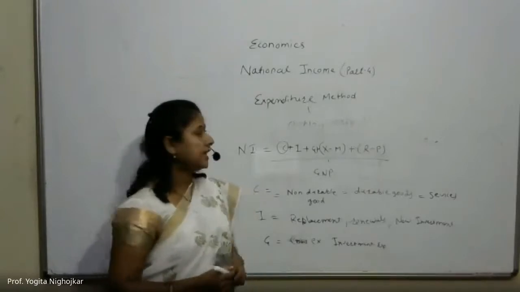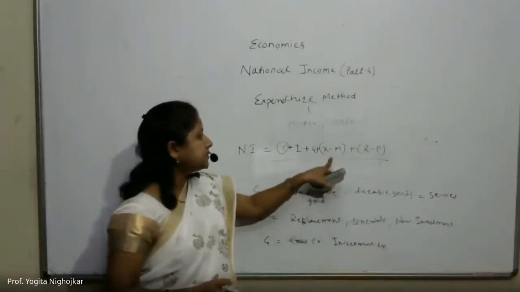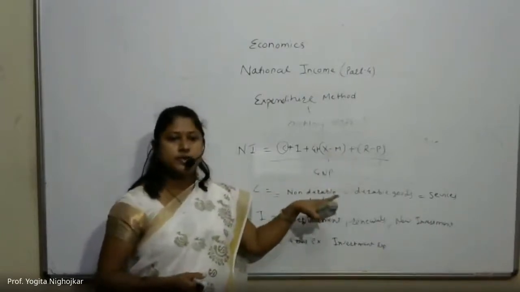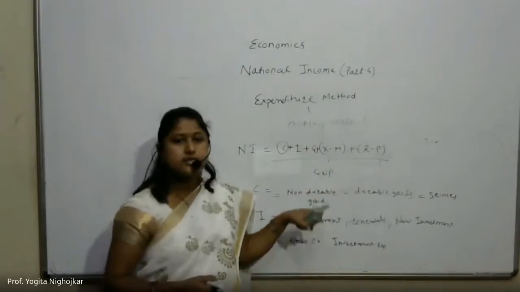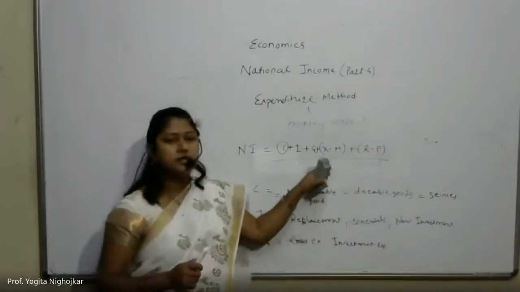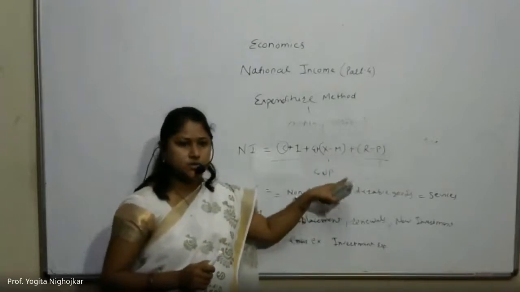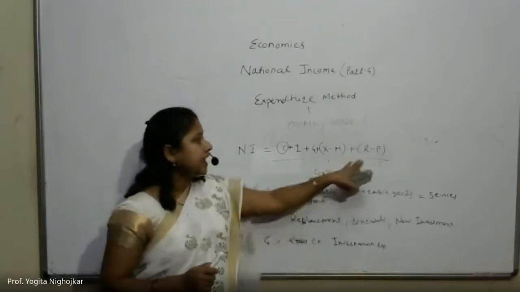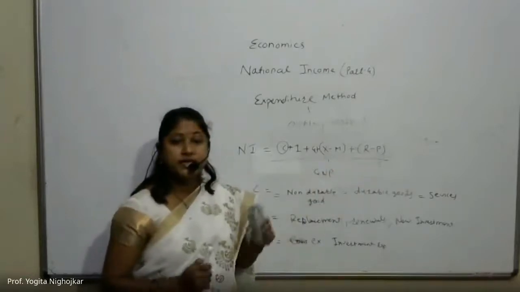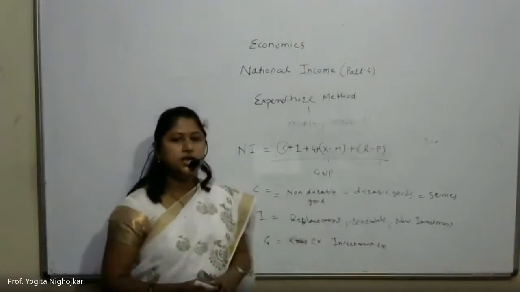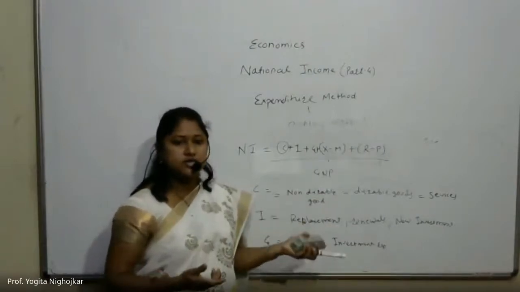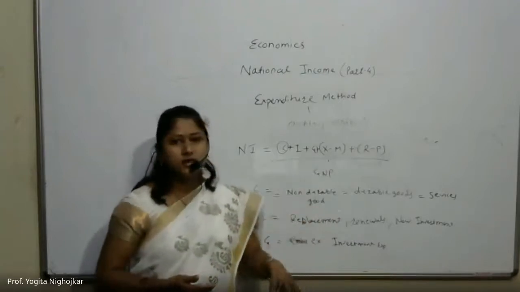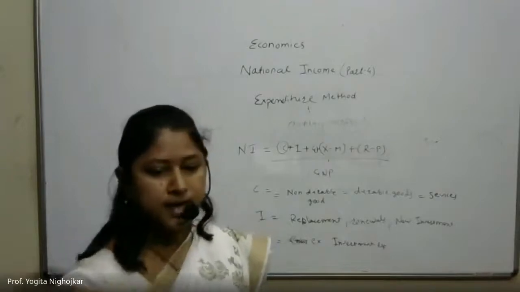Next is X minus M. X means export and M means import. Net foreign investment or net export refers to the difference between exports and imports of a country during a period of one year. Then R minus P. What is R minus P? Net receipts: the difference between expenditure incurred by foreigners in the country and expenditure incurred abroad by residents. That is R minus P.